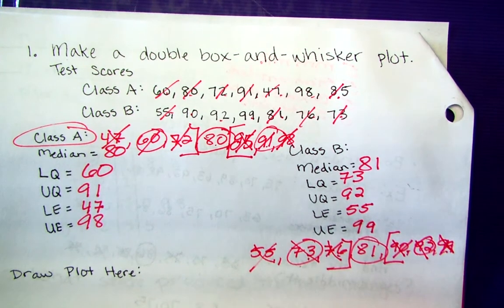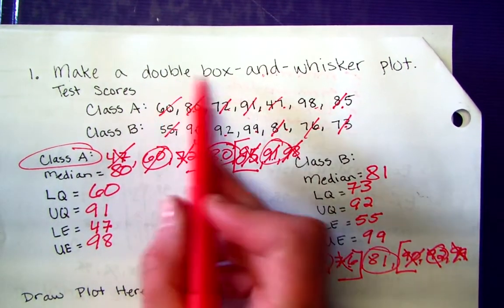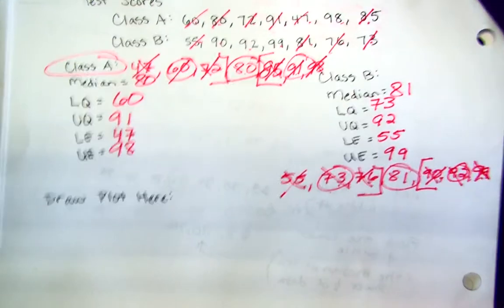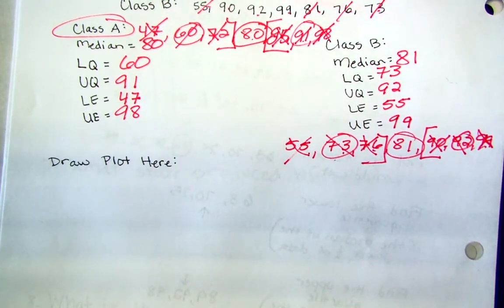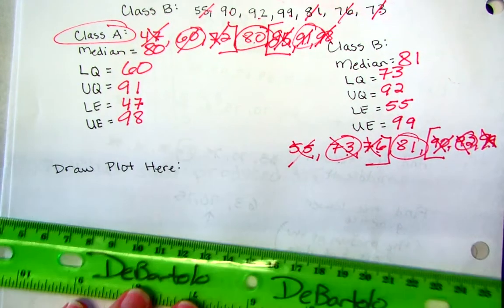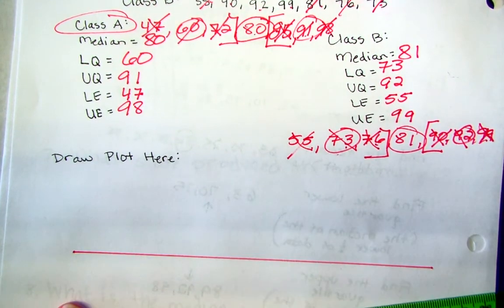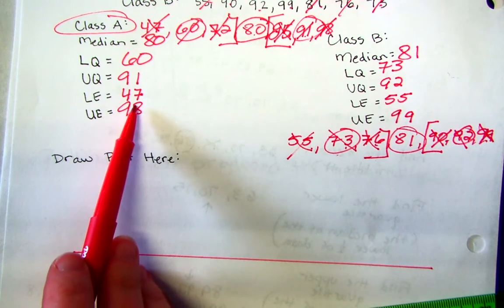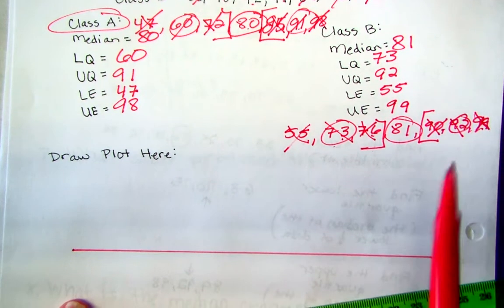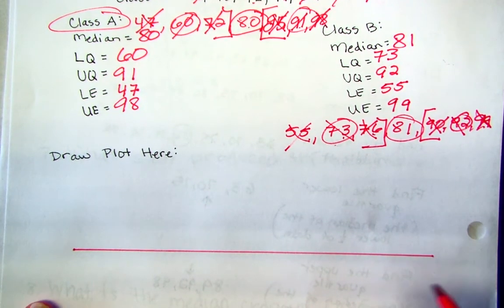So the question is asking me to make a double box and whisker. So I want to put both of these on the same graph. So I'm going to draw a line. And I look at my data. My lowest value is 47 and my highest is 99. So I'm going to go ahead and write those out by 5s.